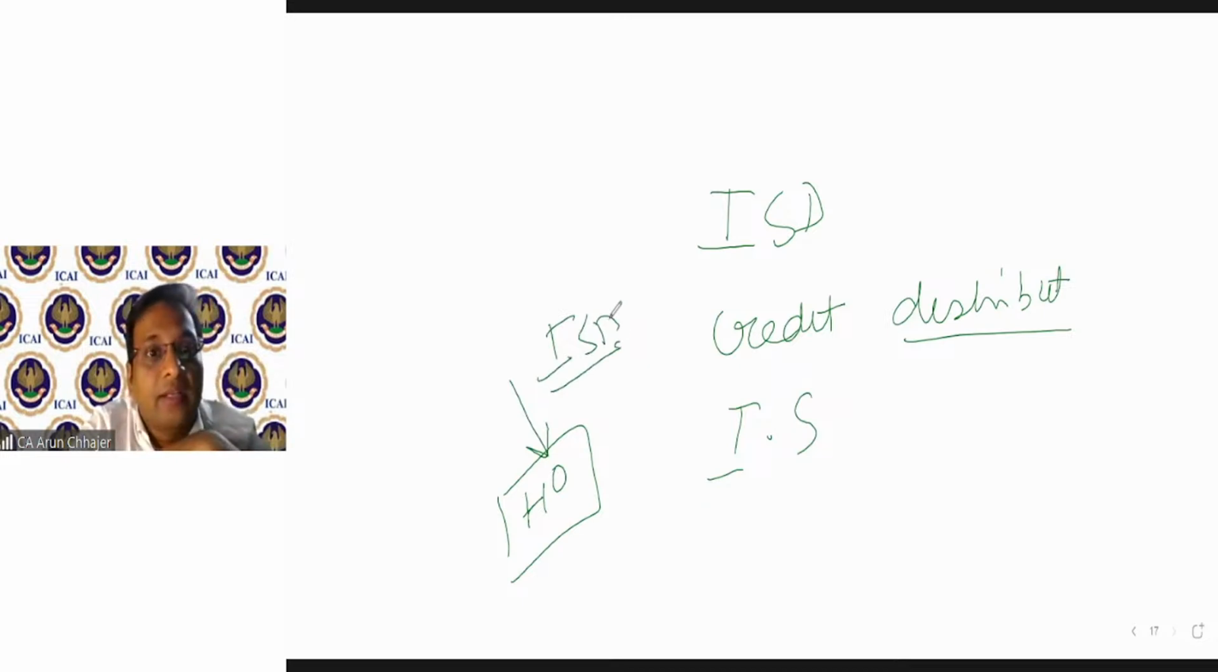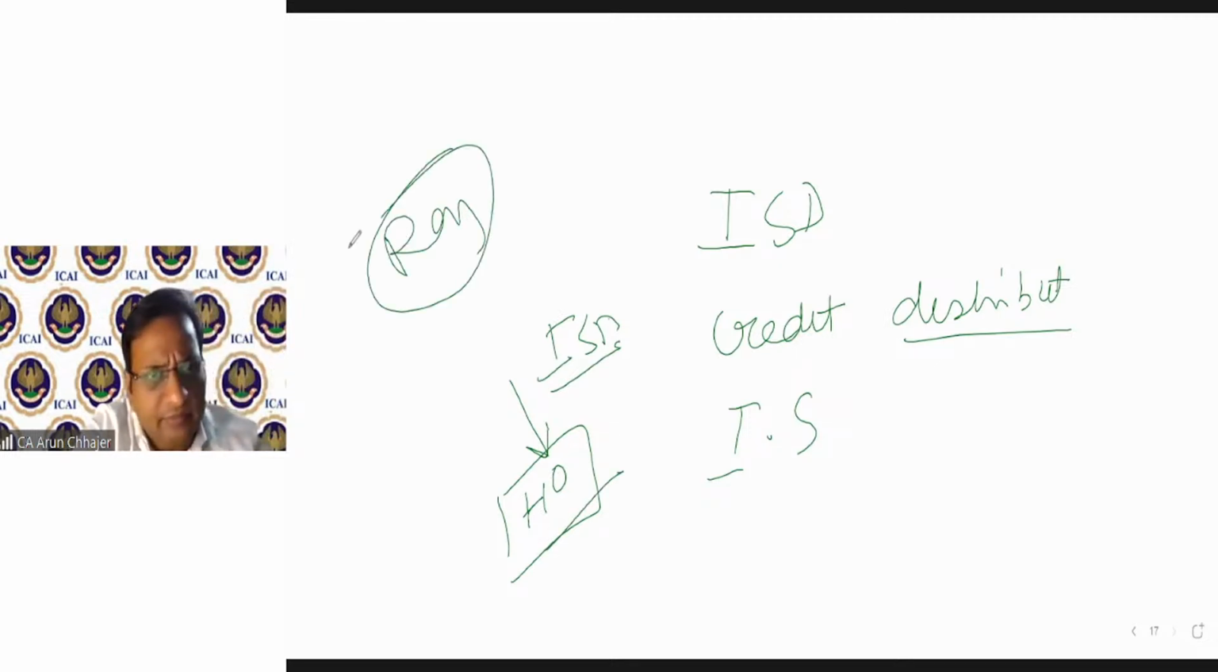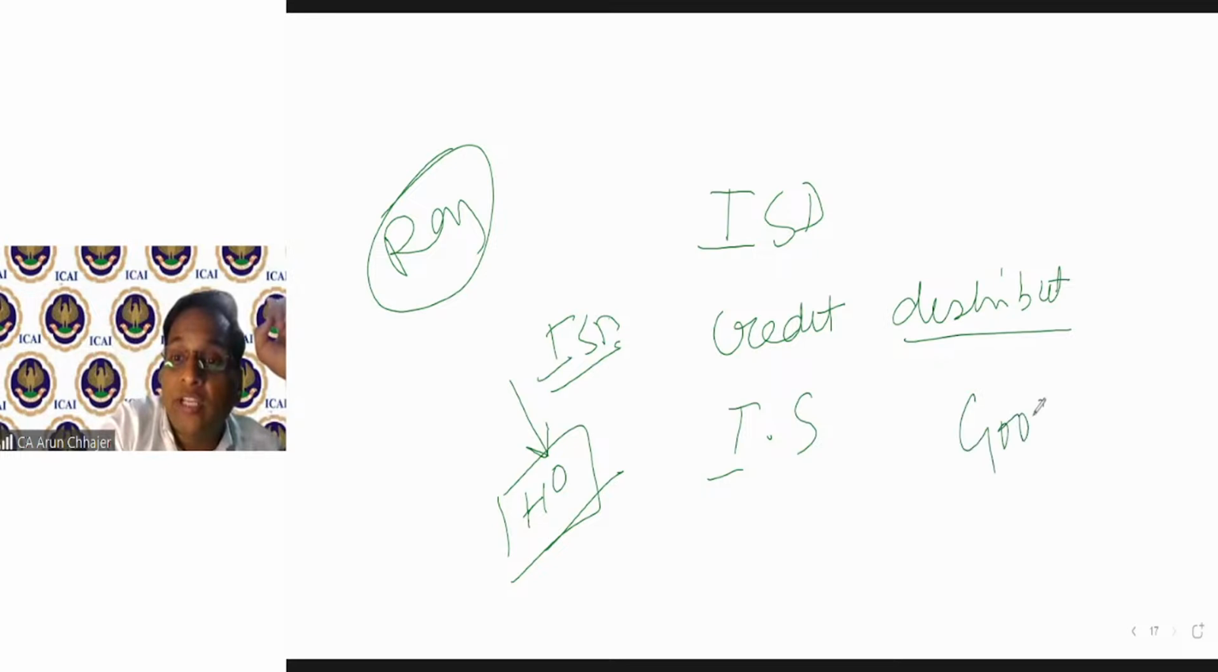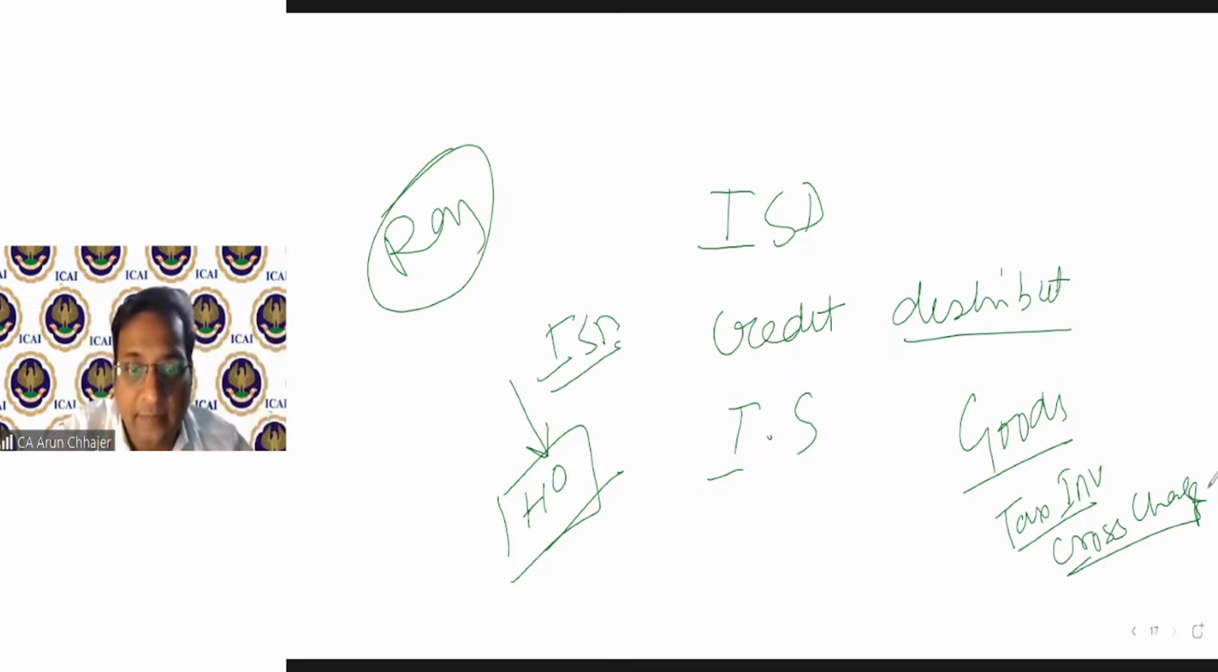ISD can be more than one. It is not that only one can be the ISD. So I can make my one branch Rajasthan as ISD. Possible. No problem. ISD can distribute the credit of input service only, not goods. If it is goods, then you need to raise the tax invoice. This concept is called cross charge. Is it clear? Is it clear? Muhammad Abdul, is it clear?